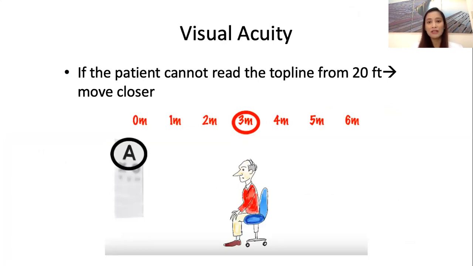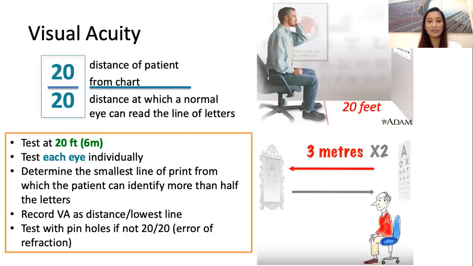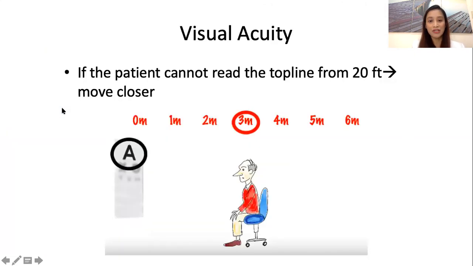So if the patient cannot read the top line or the biggest letter from 20 feet, you move the patient nearer, at 10 feet, and then closer and closer. Then you change the visual acuity, 10 over 200. If the number below is big, it means that the vision is worse. The bigger the bottom number, the worse the vision is.